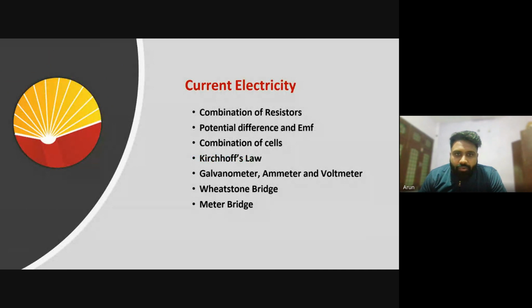So today we are going to cover the combination of resistor. We will see the method of symmetry also. Potential difference and EMF we are going to understand. Then the combination of cells itself. Kirchhoff's law, the important thing we are going to discuss. Then galvanometer, ammeter and voltmeter. Wheatstone bridge and meter bridge. These are the electrical devices that we are going to discuss today. So without wasting so much time, let's just get started with it.